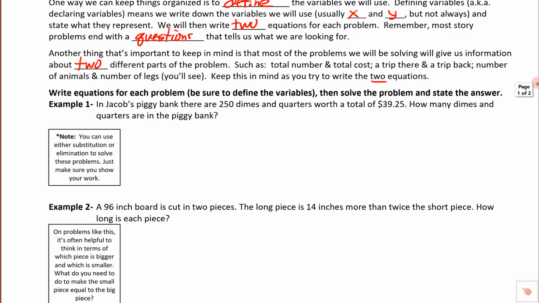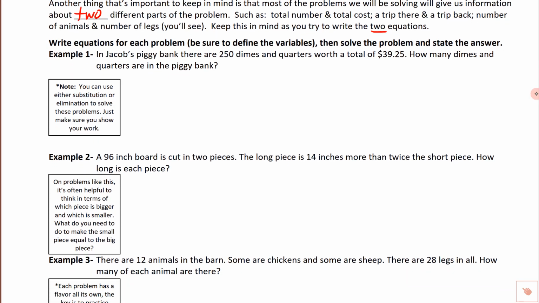So I'm going to slide down here. I've got four problems that we're going to take a look at, and I've got some notes on each one of these. We'll take a look at these as we go through these. So the instructions say write equations for each problem. Be sure to define the variables, then solve the problem and state the answer. So this is that organization part here. We're going to make sure that we define those variables. We're going to write down the equations using those variables. We're going to show how we found the solution, and then we're going to state what the answer is.